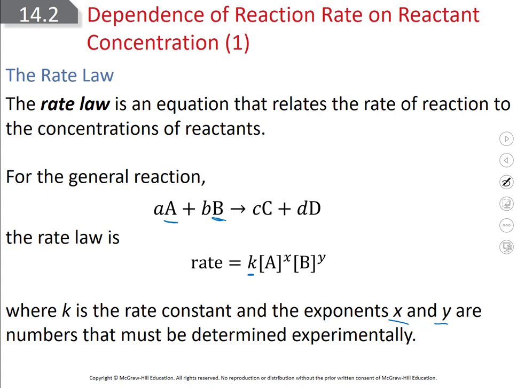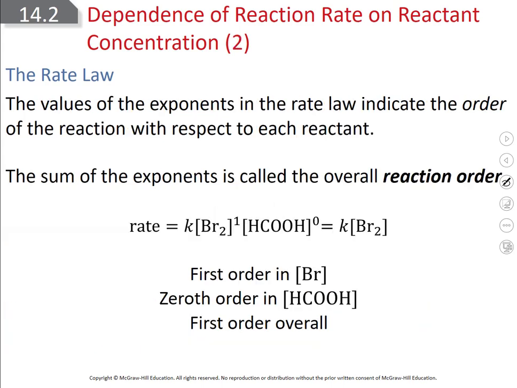That is a common mistake, to think that this x and y must be your coefficients from the stoichiometry. The coefficients for the stoichiometry do not affect the rate law at all. You must determine what these exponents are experimentally. x and y are called the order of the reaction. These are the reaction orders, and you have to look at experimental data to determine them. The overall reaction order is going to be the sum of those exponents.